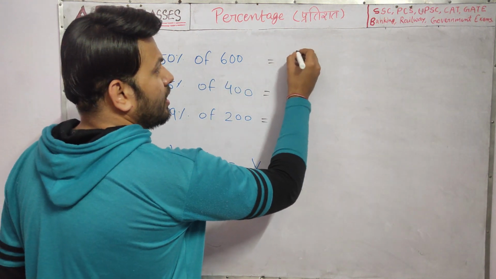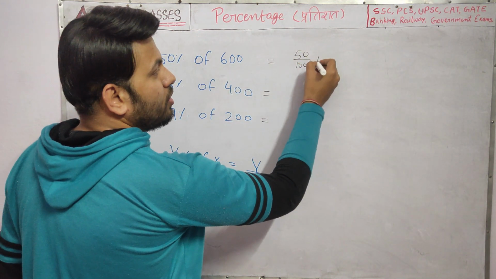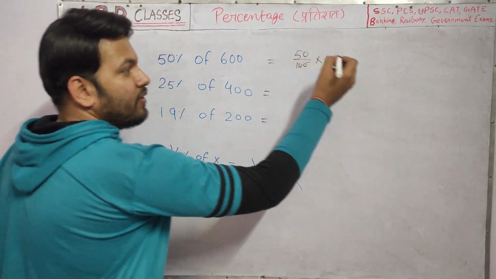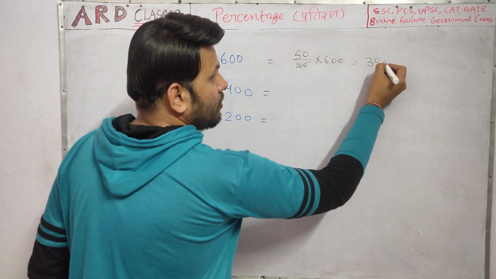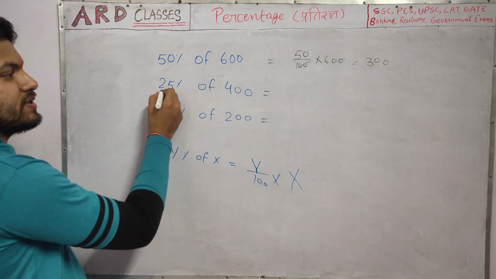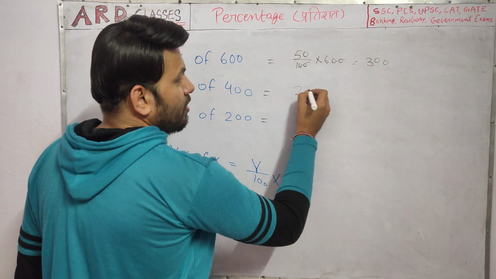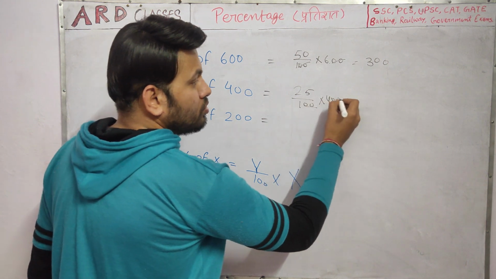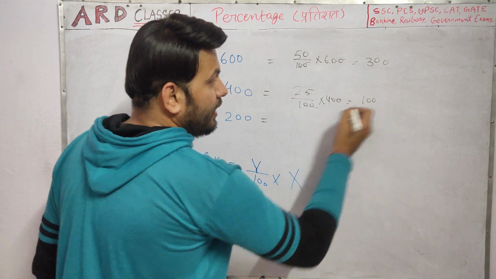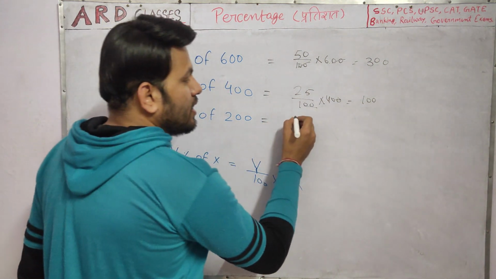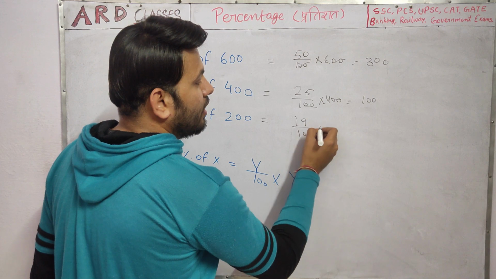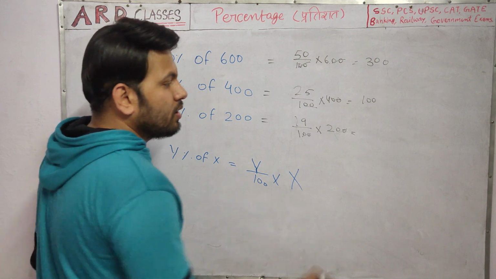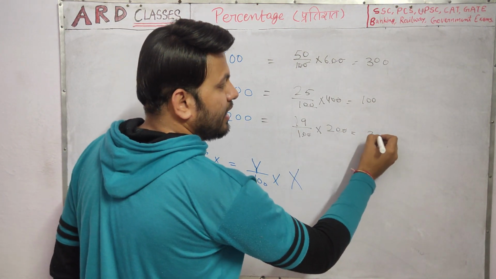50%. So 50 by 100 into 600. Cancel the zeros, 6 into 5 is 30, with the 0, it is 300. 25% of 400: 25 by 100 into 400, cancel, this value comes to 100. 19%: 19 upon 100 into 200, cancel the 100, then 19 into 2, the value is 38.